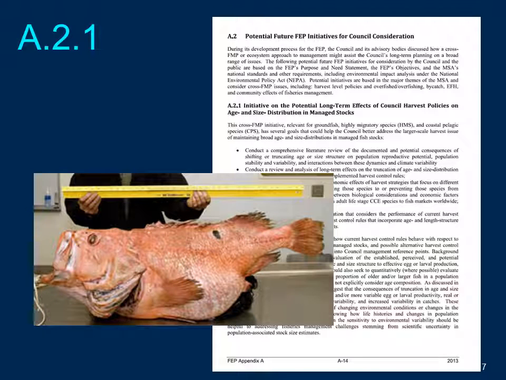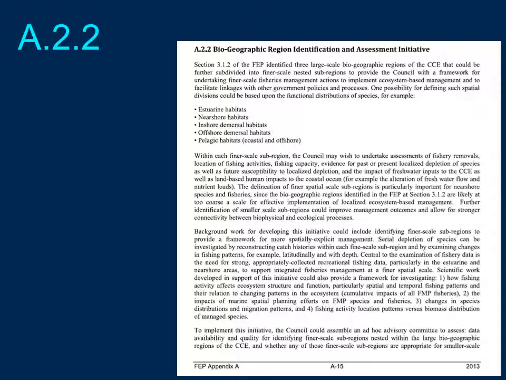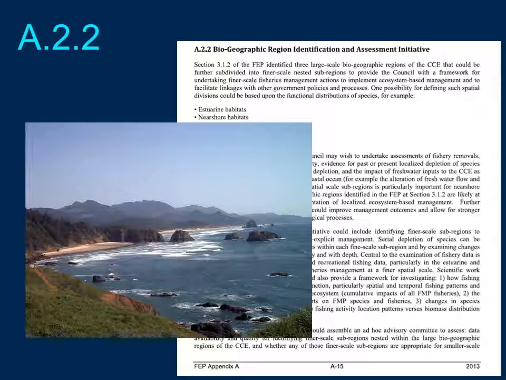Existing potential initiatives explore some of the core values of the Magnuson-Stevens Fishery Conservation and Management Act. Initiative A21 on pages A14 and A15 is about looking at the potential long-term effects of Council harvest policies on the age distribution and size distribution of our managed fish stocks. Initiative A22 on pages A15 and A16 suggests researching and identifying smaller biogeographic regions within the California current ecosystem to look at the interactions between fisheries and other human activities on more localized scales.